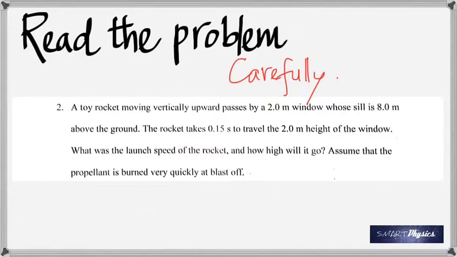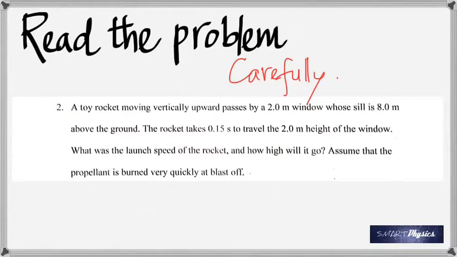As an example, here is a problem that talks about a toy rocket moving vertically upward, passes by a 2-meter window whose sill is 8 meters above the ground. Now, could you visualize that? And the rocket takes 0.15 seconds to travel the 2-meter height of the window. What was the launch speed of the rocket and how high will it go? Assume that the propellant is burned very quickly at blast off.